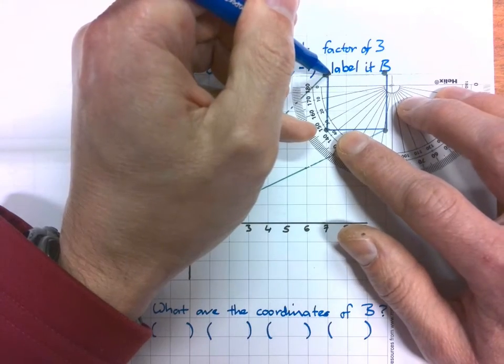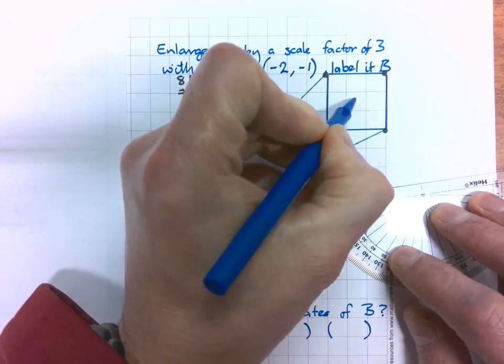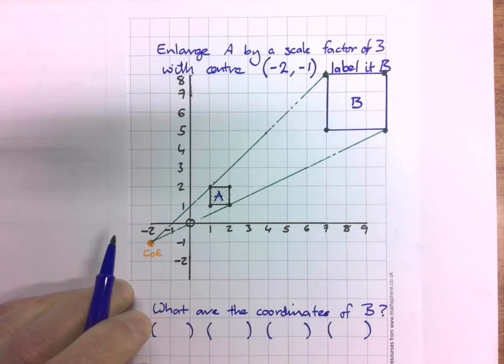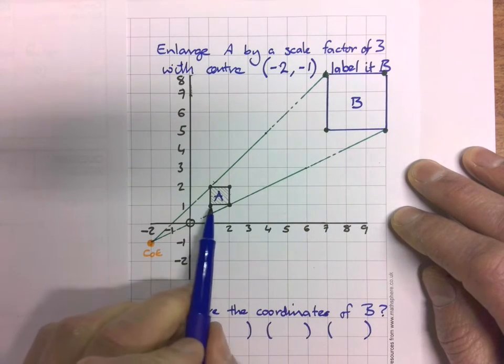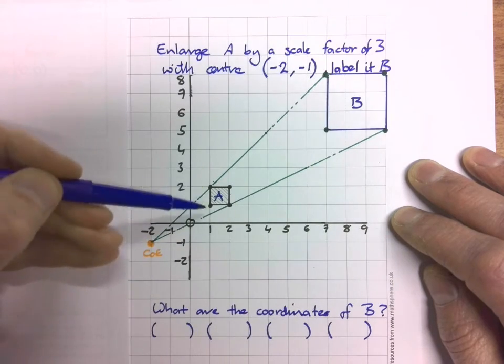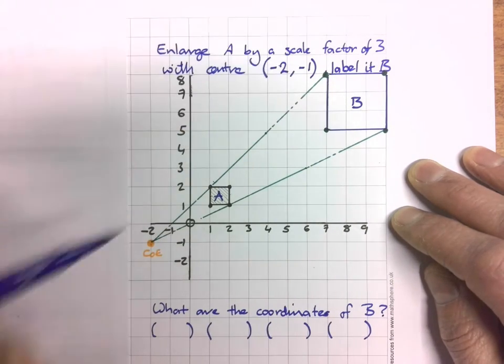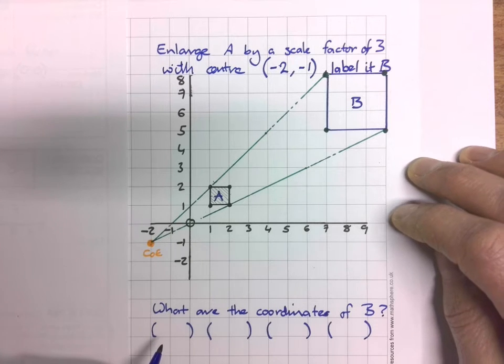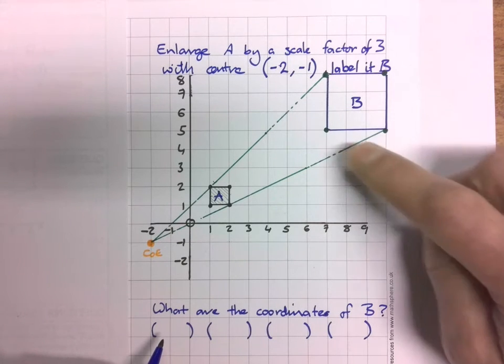Okay, and I've been asked to label it B, so there we go, I've labelled it B. Quick check then, it was 1 wide, now it's 3 wide. Perfect, the scale factor was 3. It's 1 high, it's 3 high, scale factor 3, we're good. Okay, so what are the coordinates of the shape B?